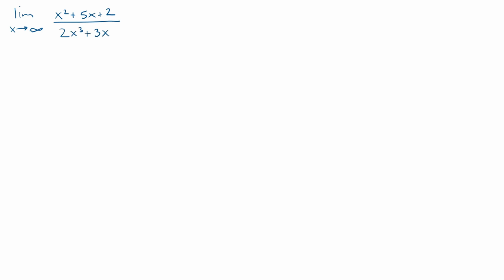It's very similar to the problem that we were just working with, except we have a 2x cubed on the bottom instead of a 2x squared. So let's evaluate the limit. To evaluate the limit, we're going to keep the highest power on top, the highest power on bottom. That gives us the limit as x approaches infinity of x squared over 2x cubed. Then we reduce our fraction. We now have the limit as x approaches infinity of 1 over 2x.